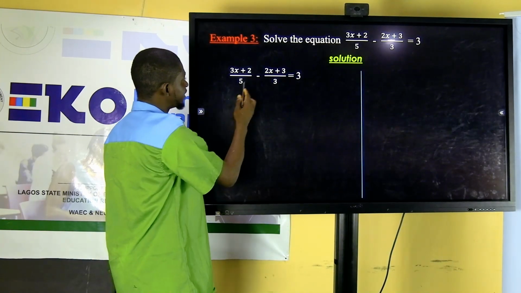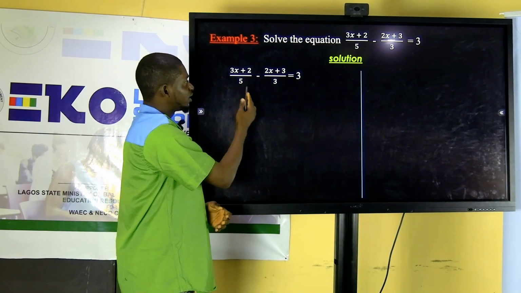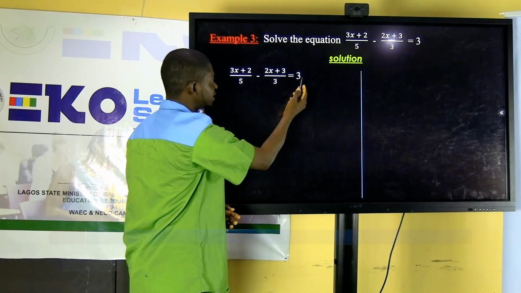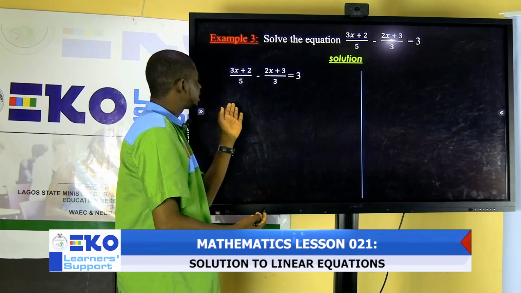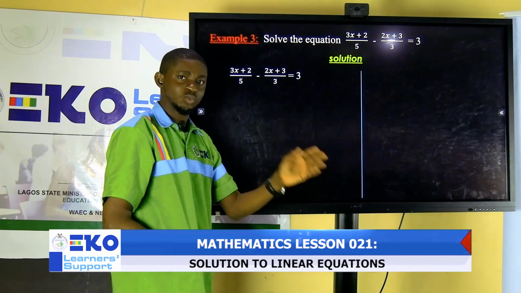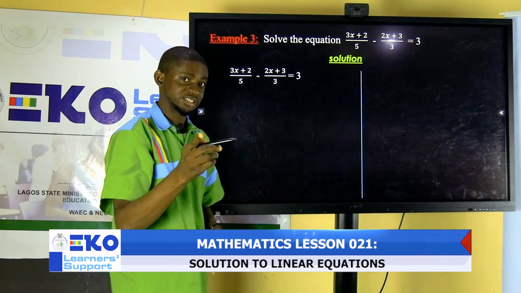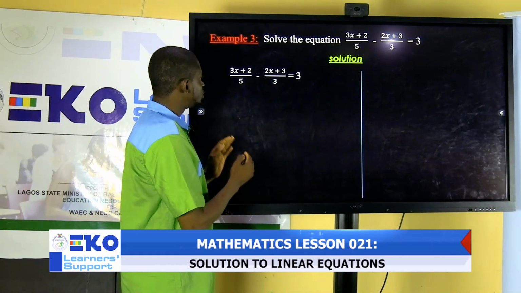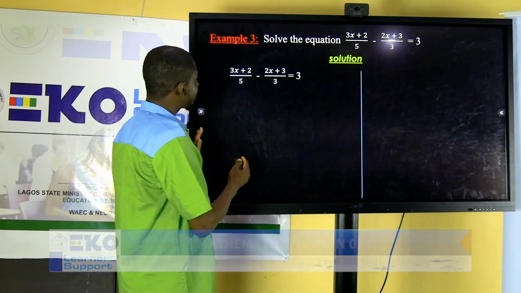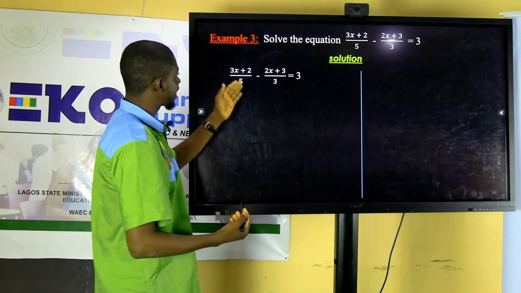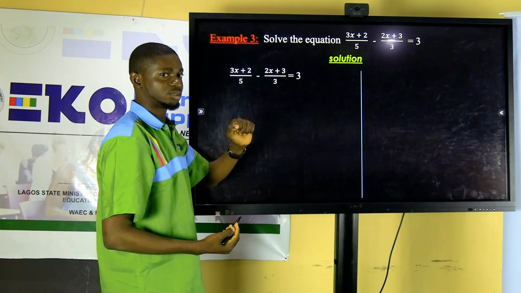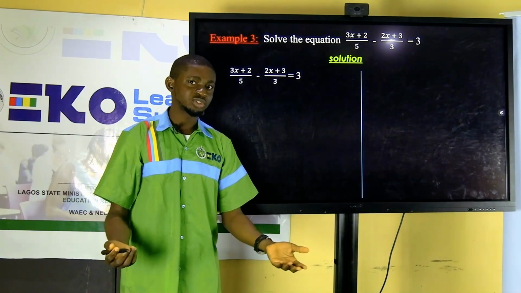Here, let's look at the denominator. We have 5 and we have 3. Here, 3 is the same as saying 3 over 1. So the LCM of 5, 3, and 1, what would that be? 15, exactly. So now what we do is multiply 15, which is the LCM of the denominators, by each term of the equation. There are several approaches to it.